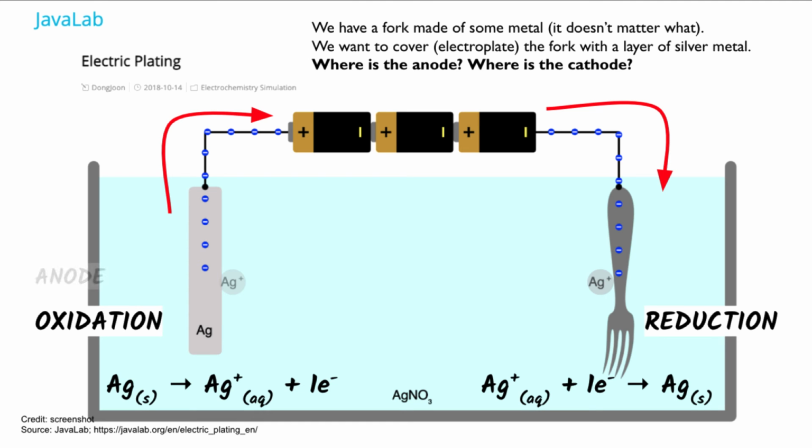So if we go back here, the anode is where oxidation is occurring. So that's going to be the silver metal side. The cathode is going to be the fork side.